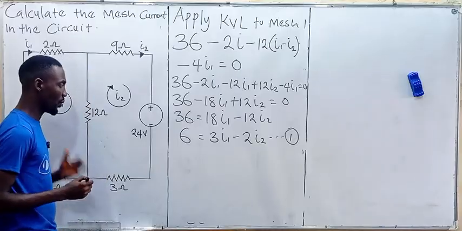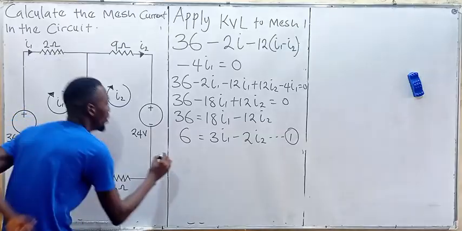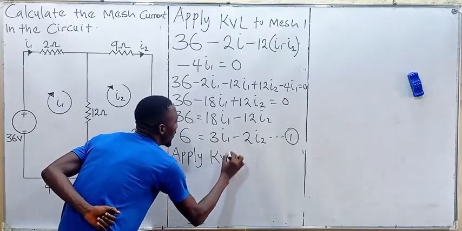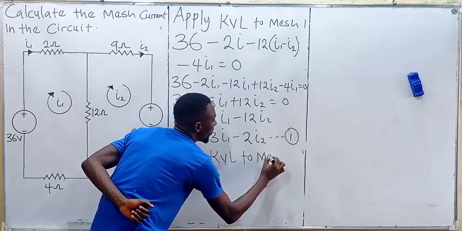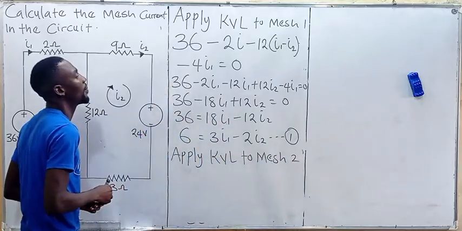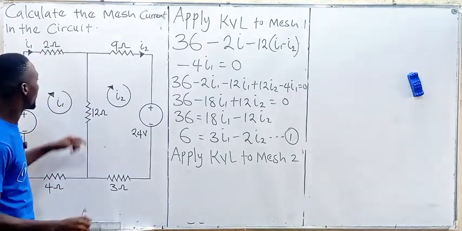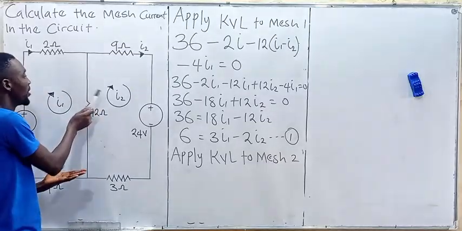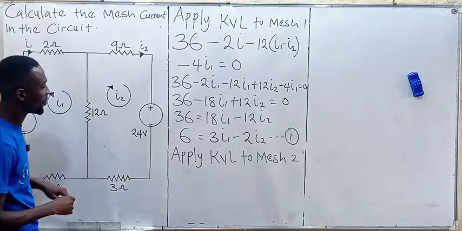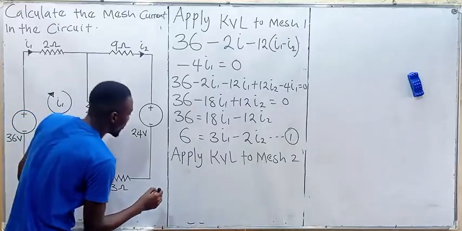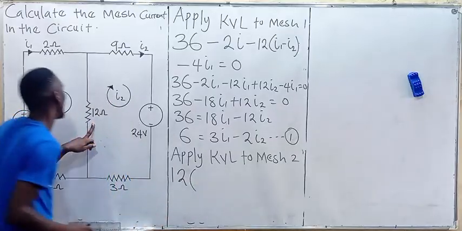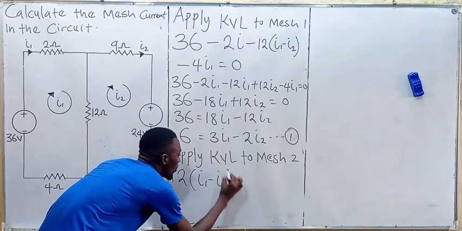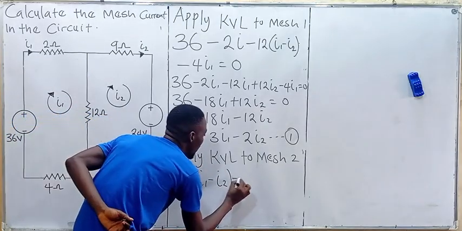Again, we are going to apply KVL to mesh 2. Don't forget the current here is moving downward while we are going upward. You can see we are moving opposite to the current, so we are going to consider a positive voltage drop across 12 volts. So it's going to be 12 into, it is between mesh 1 and mesh 2, so I1 minus I2. Then minus 9I2.